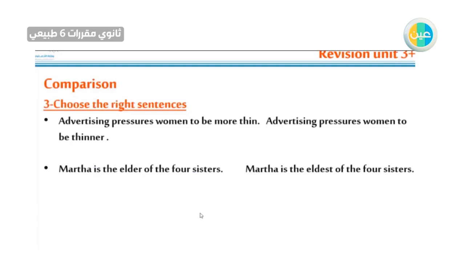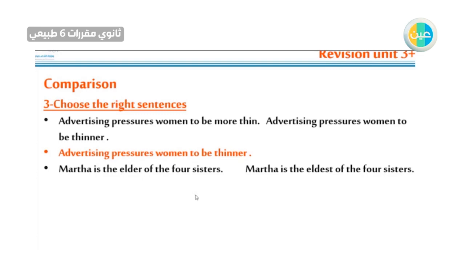Choose the right sentences. Advertising pressures women to be more thin, or advertising pressures women to be thinner, thin. What is the right answer when you want to use it in comparative? Excellent. Thinner, because it's a short adjective, a one syllable adjective, thinner. And please note that we add a double N before the ER, thinner, because it's a stressed letter.